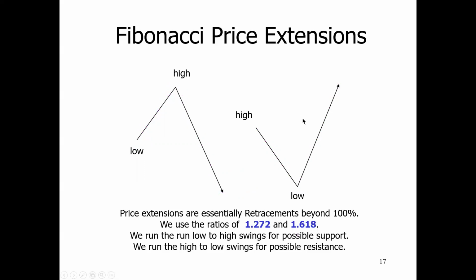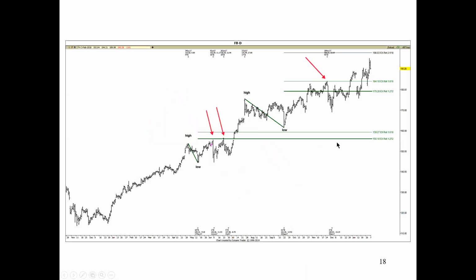So here are a couple of examples about extensions. Now here, this is a daily chart of Facebook, and I'm showing multiple extensions on this one. So for example, I'm taking a prior high to low swing, and we're going to look for potential resistance at 1272 or 1618. So here's the 1272. Actually, you had one early failure just a little bit below it, and then you did have a nice failure here after it hit the 1272. It didn't do anything at the 1618 in this case, but again, you just watch them for possible resistance if you're running the highs to the lows.